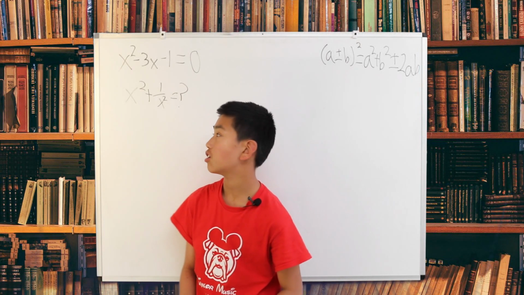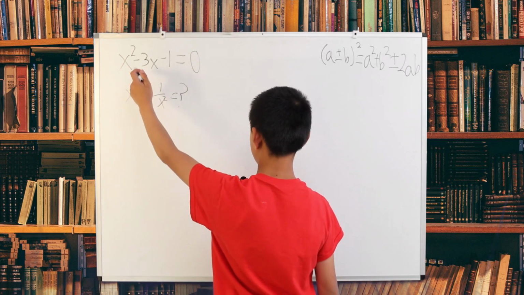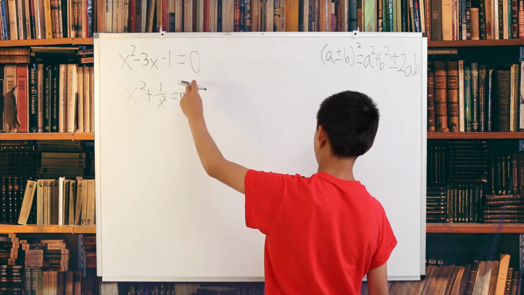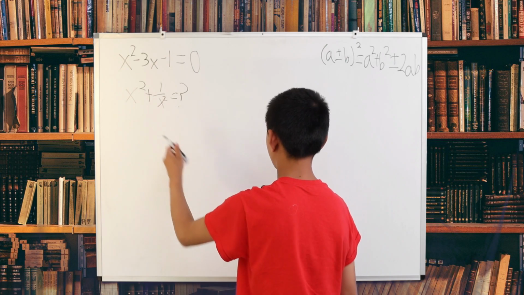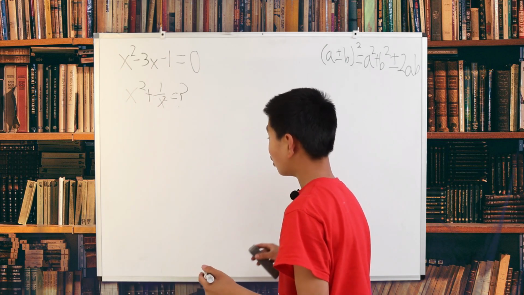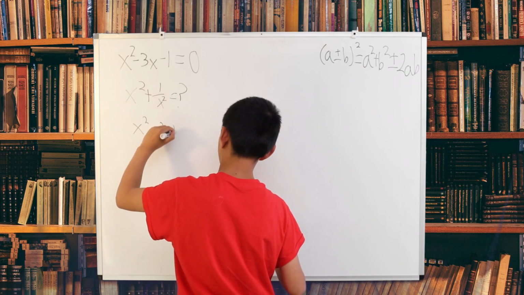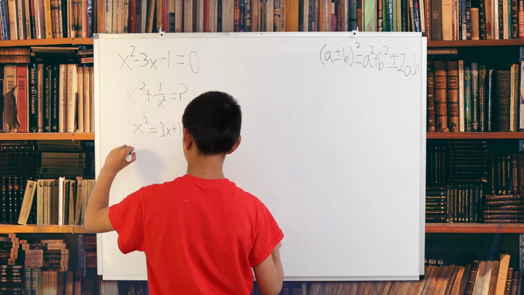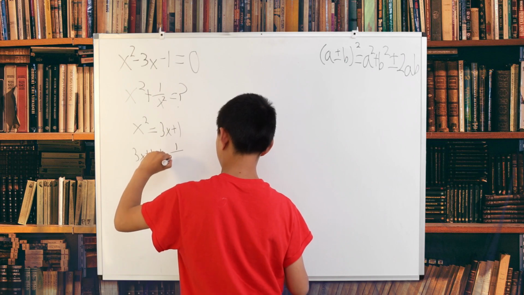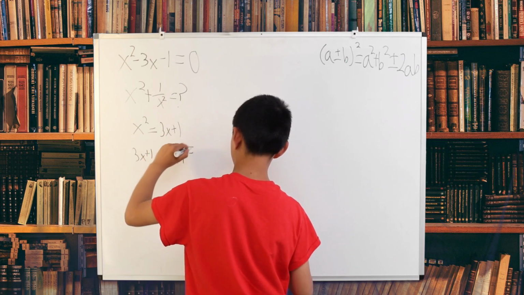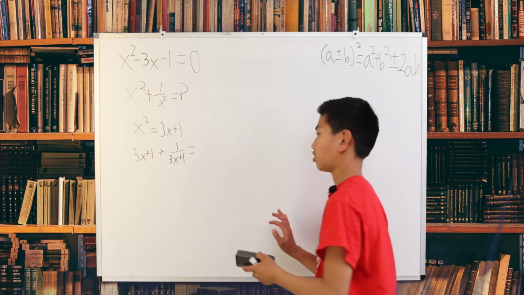So what we have here is another problem we have to solve. We are given that x squared minus 3x minus 1 is 0, and what they want is what x squared plus 1 over x squared is. Now, most people would just set x squared to 3x plus 1, and then they would try and solve what 3x plus 1 plus 1 over 3x plus 1 is equal to. But that is very complicated, and there is an easier way to solve this problem.